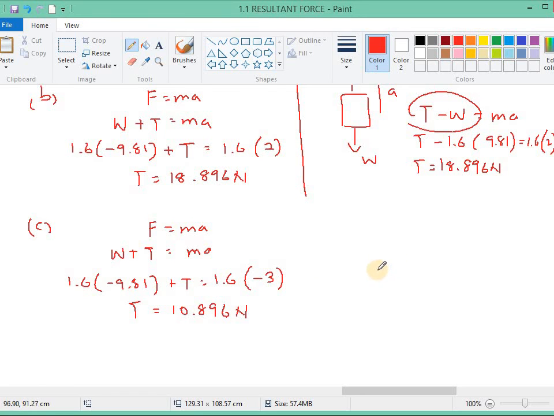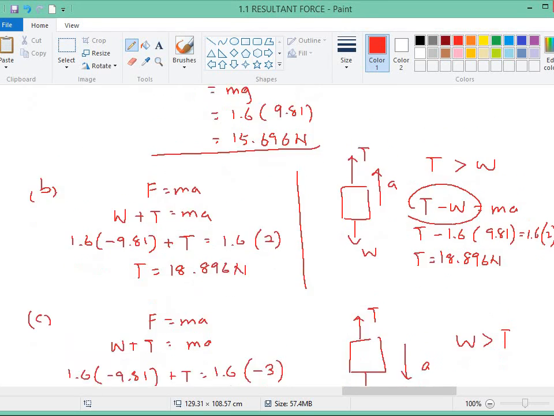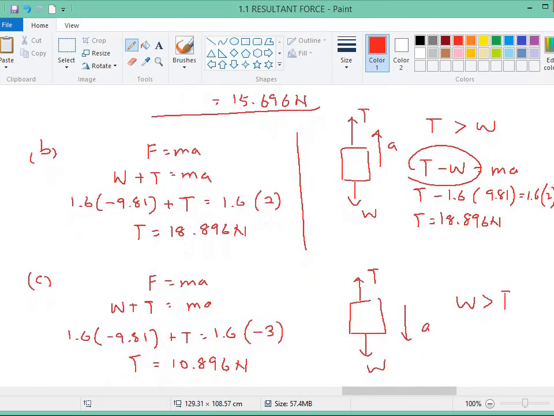So you see, this is very logical. Again, the tension is smaller than the weight. Tension is up, weight is down. So if you want to accelerate down, the weight must be bigger than the tension. Then only can it accelerate downward. So here you see that the tension is only 10.896. The weight is 15.696. So the tension is smaller than the weight, then the object can accelerate downward.